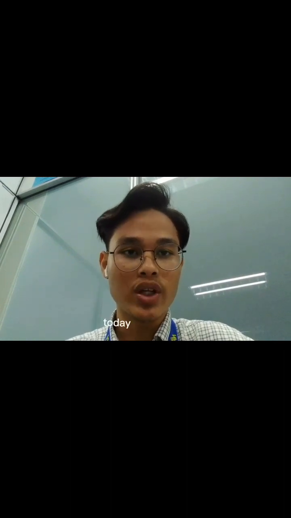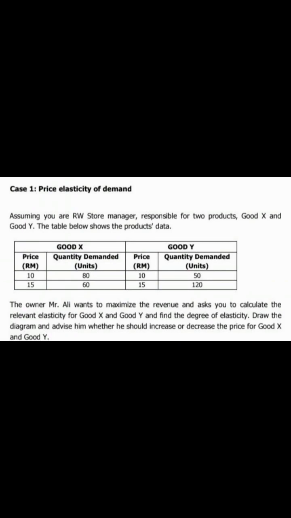Today I will present to you guys about the topic elasticity in chapter 3. The case that I got is price elasticity of demand. So the question is, assuming you are the store manager responsible for two products, good X and Y. The table below shows the products data.